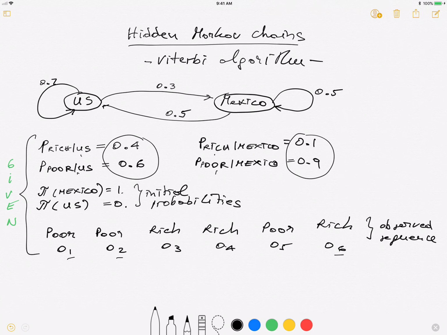And of course, in any interesting problem or algorithm, in addition to what is given, we always have to find something, right? So what do we need to find here?